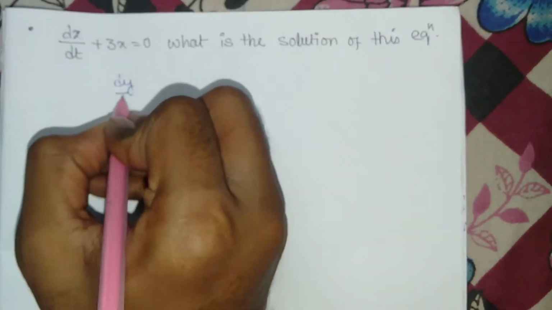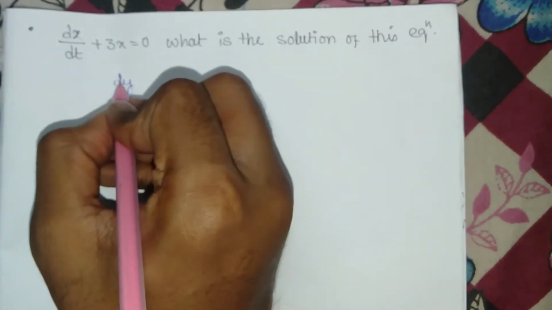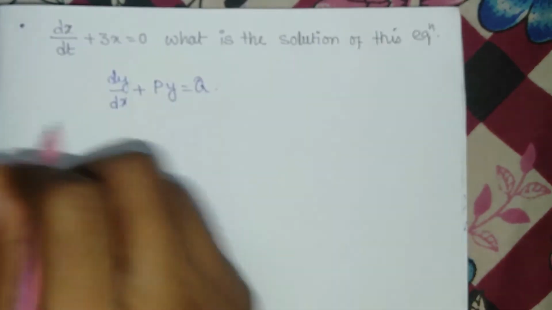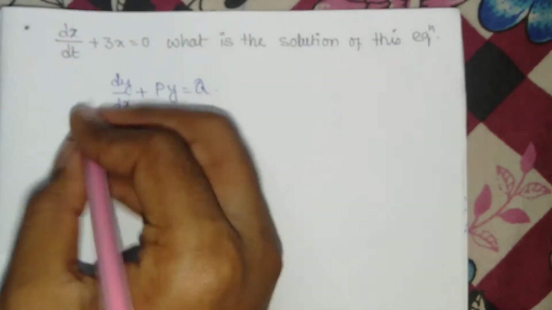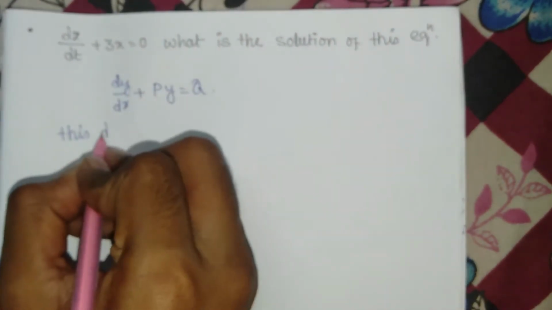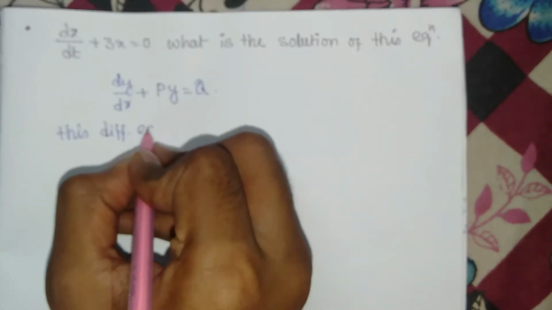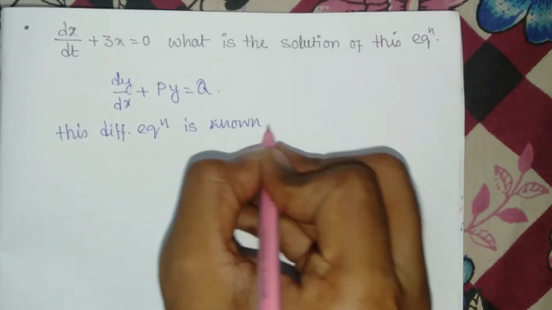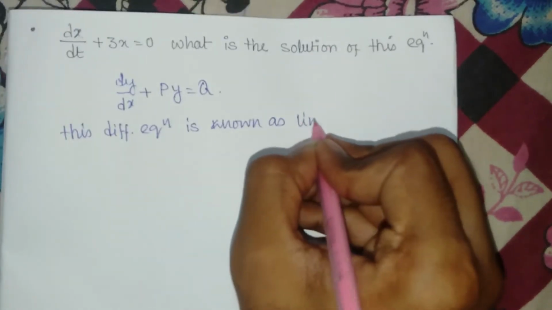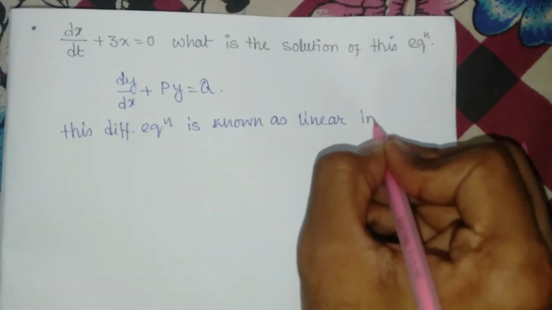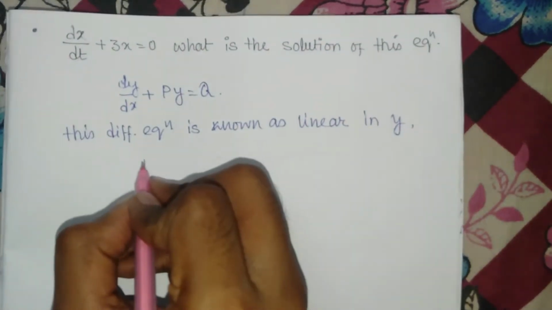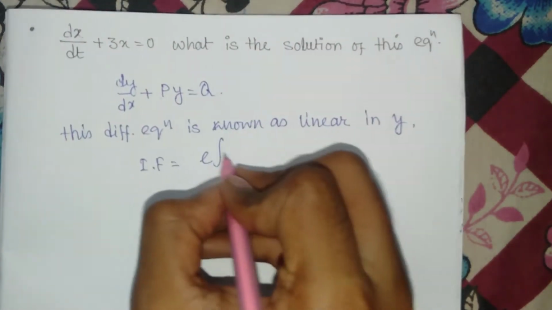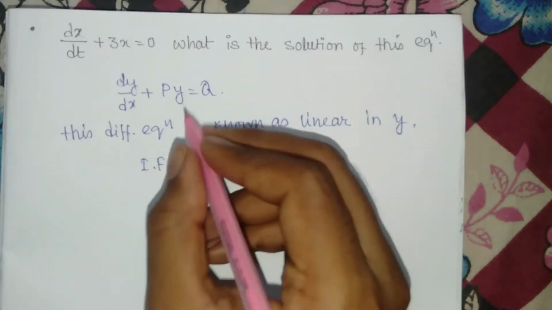dy/dx plus Py is equal to Q. We know that this differential equation is known as linear in y. So our integrating factor is e to the power integral of P dx.